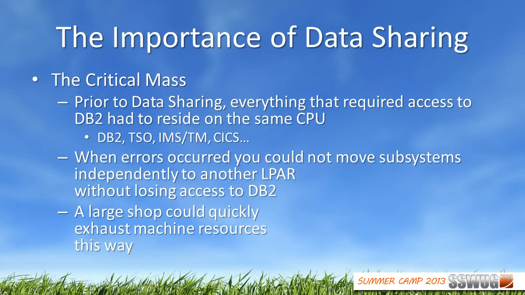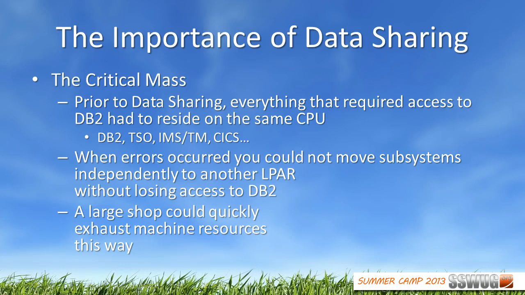Well, before data sharing, think back to the way in which things were handled, pre-version 4. I've been using DB2 since version 1, so I can remember this. If you had an application and you needed to have DB2, then you had this thing called the critical mass, meaning everything that was required to access DB2 had to reside on the same system. The TP monitor, TSO, IMS, CICS, SPF. All this critical mass had to be on the same system.